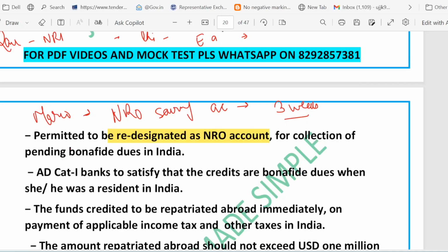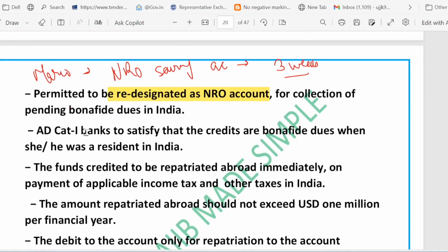Now, the second point is that the bank must check bona fide dues. Here the key point is bona fide dues. What does it mean? See, the bank, that is the authorized category 1 bank, must make sure that the amount credited into this redesignated account, that is the NRO account, is a bona fide due. That is the money that was legitimately payable to the person while they were a resident.